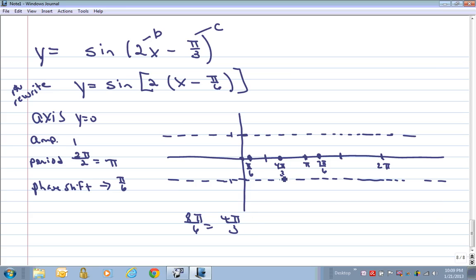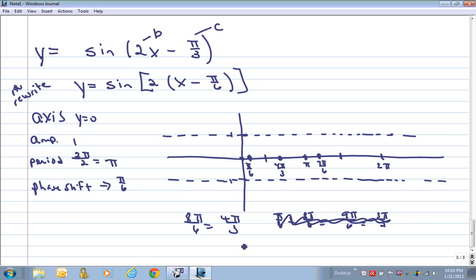Well, if I convert them both to sixths, this would be 8 pi over 6 and 1 pi over 6. So this would be pi over 6 plus 8 pi over 6, which would be 9 pi over 6, both divisible by 3, which would be 3 pi over 2. I think I'm going to stop right here and erase this.